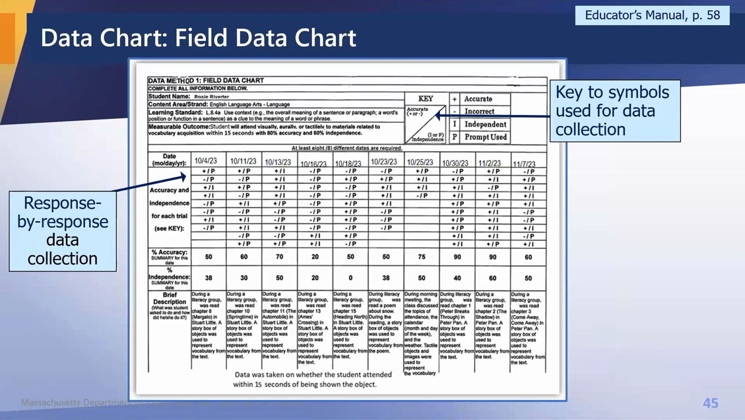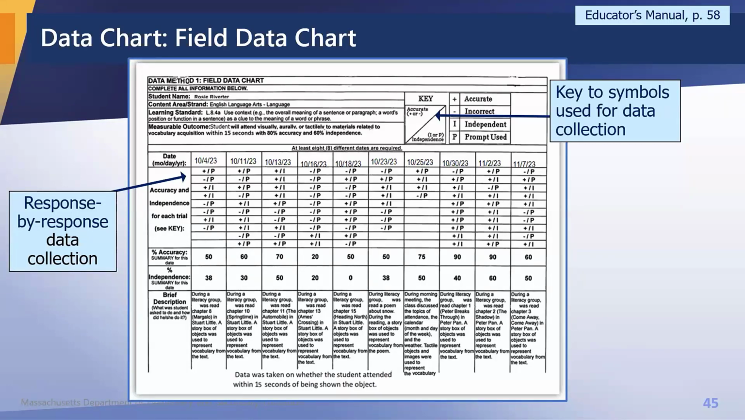And this is what we call a field data chart. Now, this one's a little bit different. You can see that there's a key to the symbols that we're using. So a plus is accurate, or a minus, right? So it's either plus, it's accurate, or minus, it's not. And then it's either I for independent or P for prompted.